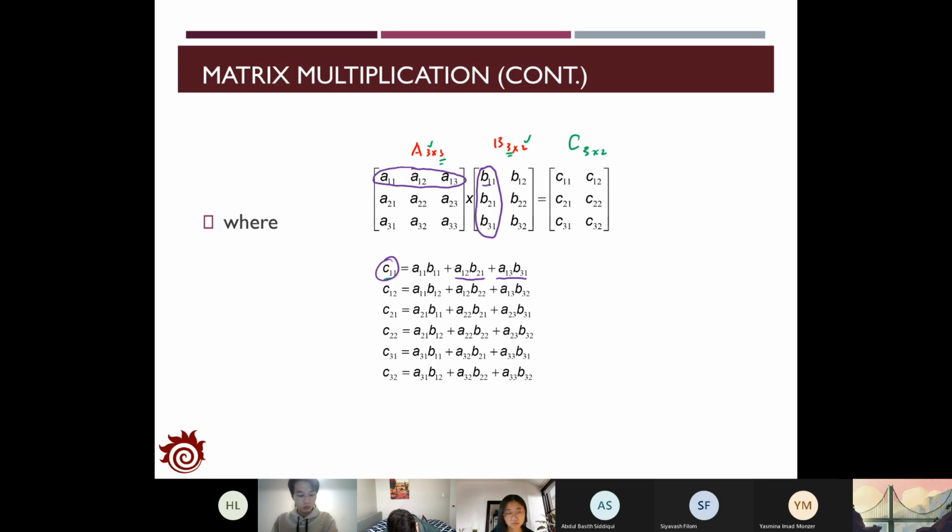And for the second value, C12, it's a similar thing. You still need to apply the first row, but this time you multiply it with the second column of the matrix B, and you can apply this equation to get the value of C12. Similarly, you can gradually move to the second row, third row to get the values of C21, C22, and C31, C32. So this is the way for you to complete the multiplication for two matrices.